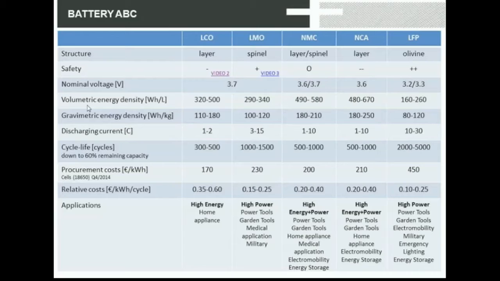And all of those technologies you will find in different applications. Those applications can be high energy applications in the home, or high power applications. We all know that: power tools, garden tools, things like that. E-bike technologies, very big in Europe and in Asia. And of course, some of those types can be used in energy storage as well. The most common are NMC technology and iron phosphate technology.